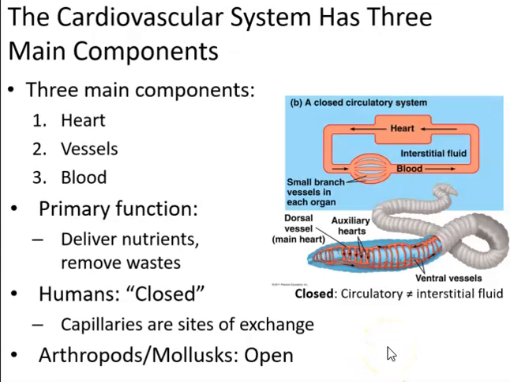And then another example of a closed system, we see this earthworm. So the earthworm has a closed circulatory system, meaning its fluids do not go out into the interstitium or out to the tissues to become interstitial fluid. Rather, it circulates in this closed system, going down to the smaller branched vessels in each organ.